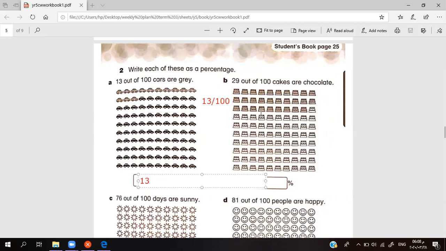13. Here 29 out of 100. That means 29 over 100. So what is the percentage? 29. Please pause me and do C and D quickly. Quickly, quickly, quickly.